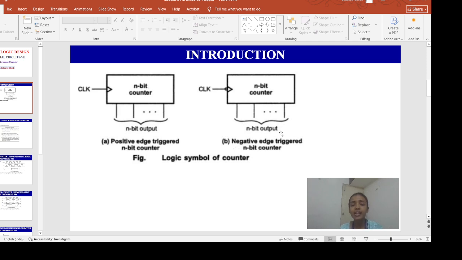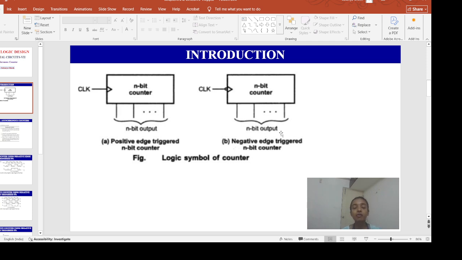And the counter may be an up counter or a down counter. Up counter means it will count in the upward direction, that is 0, 1, 2, 3 up to capital N. What is a down counter? It is a counter which counts in the downward direction, that is capital N, N minus 1, N minus 2, N minus 3, down to 1, 0, like that. Each of the counts of the counter is called the state of the counter.